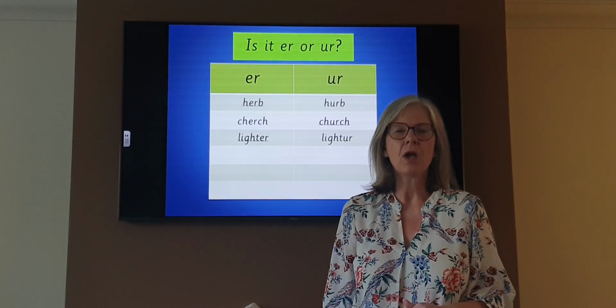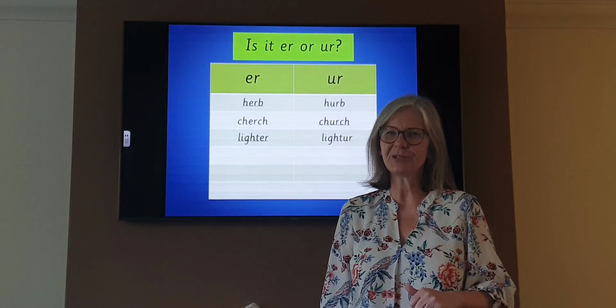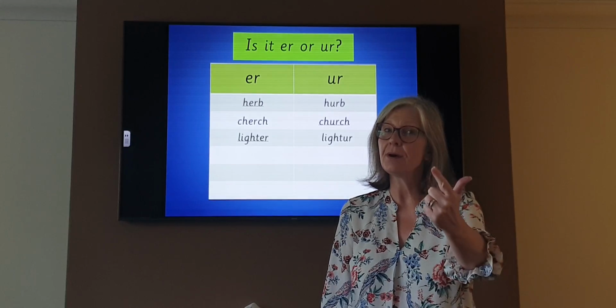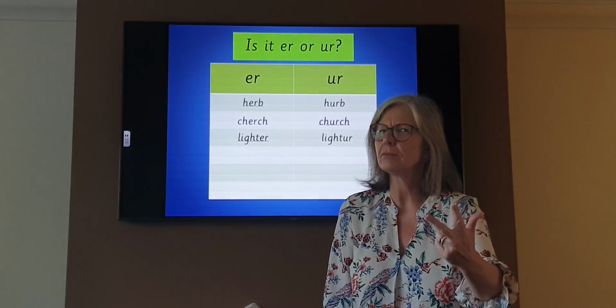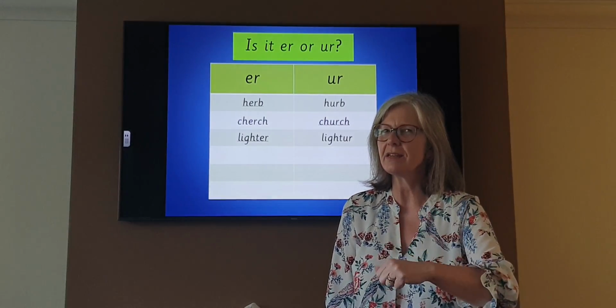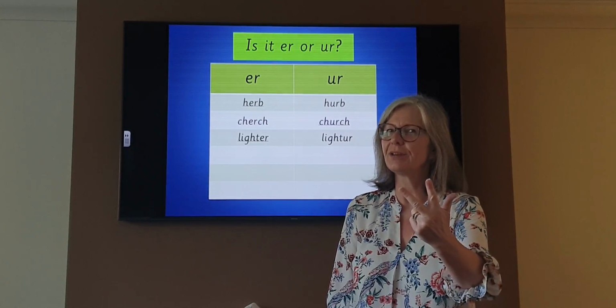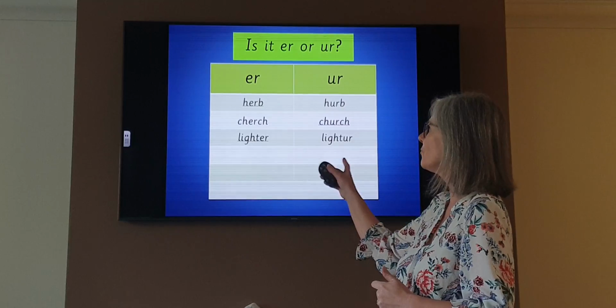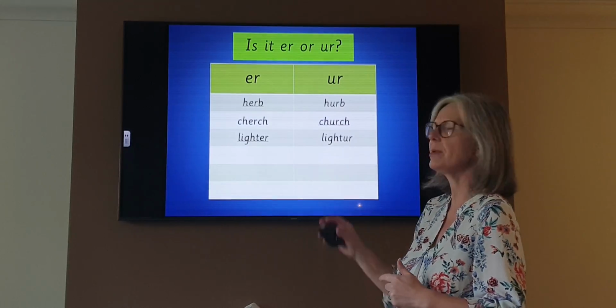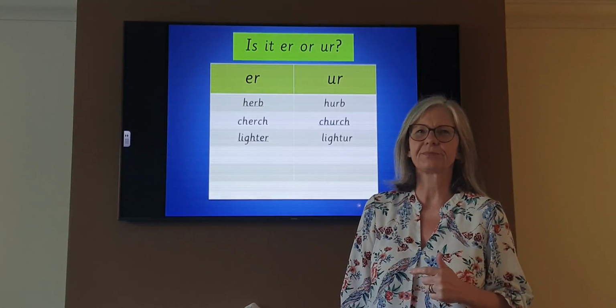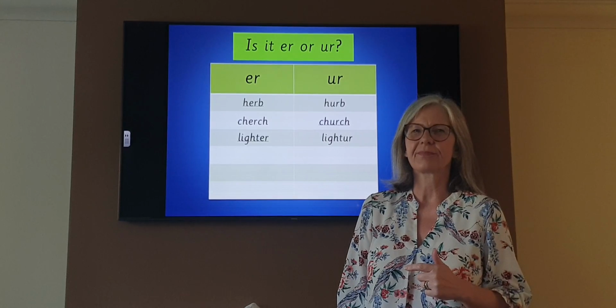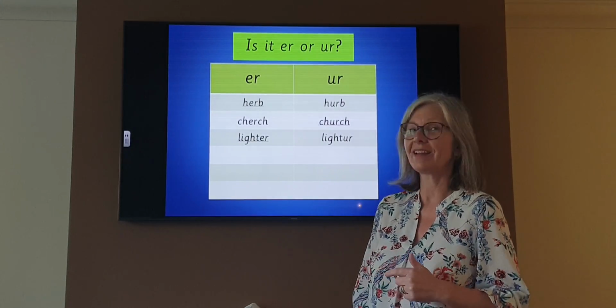Burn. Burn. Sound talk it to me. Not sure I can hear you. Sound talk it again. Burn. Okay, see if you can write it down. Which grapheme is it using? Let's have a look.